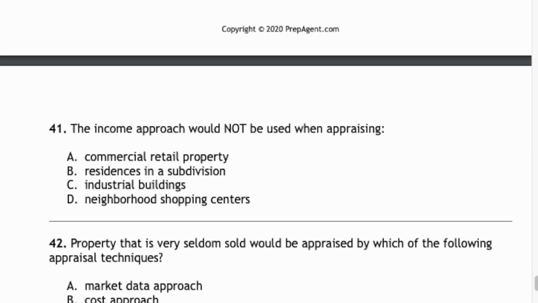41. The income approach would not be used when appraising A, commercial retail property, B, residences in a subdivision, C, industrial buildings, or D, neighborhood shopping centers. The answer is B, residences in a subdivision. When there are no suitable comparables, or in this case, no income to capitalize, the income approach is not a viable method.